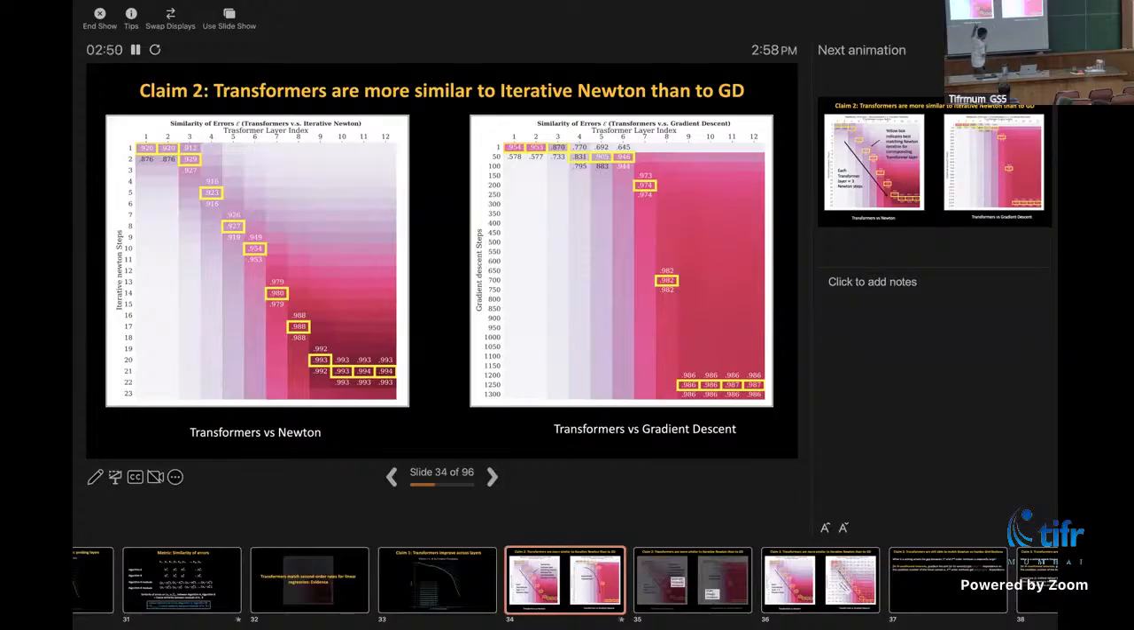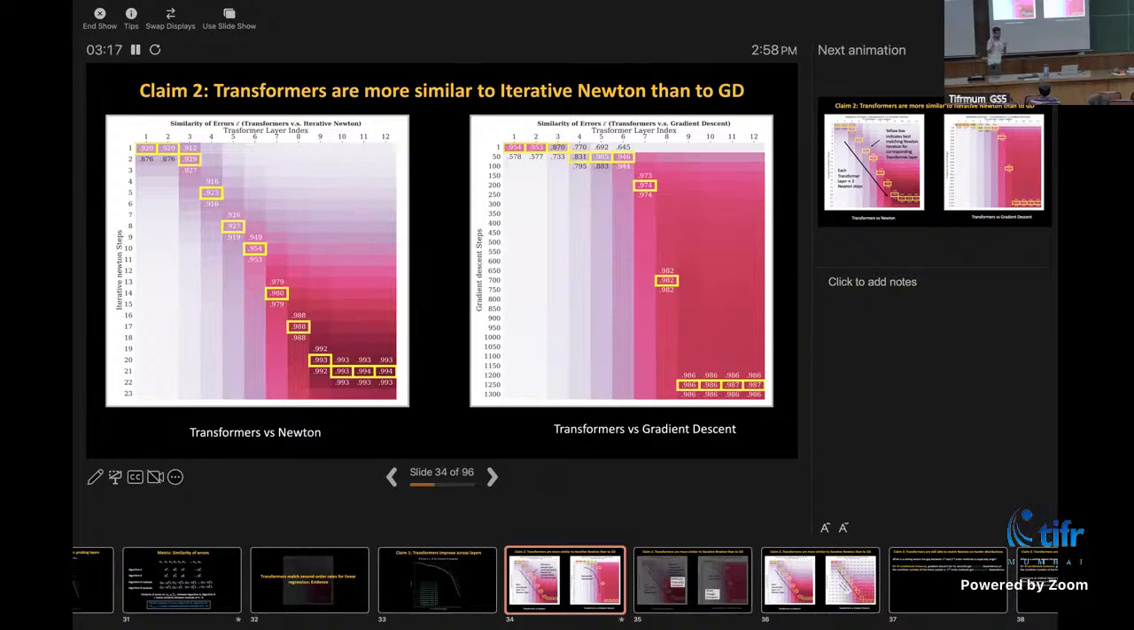So let me explain what is happening here. Let's start from the one on the left. So this is a heat map. The darker reds denote higher numbers. Each box here, so first the axes, the x-axis is a transformer layer index from 1 through 12. The y-axis is the number of steps of Newton. So we're trying to compare transformers and Newton in this plot on the left. And this is based on the similarity metric that I talked about earlier. And brighter reds denote higher similarity. So the first thing that you see is that you see this kind of diagonal-like trend.